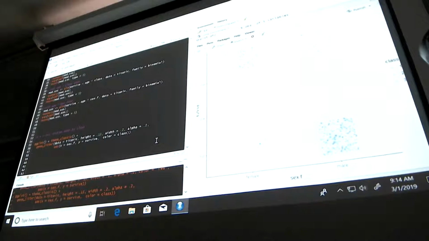Can I ask a question? Yeah, what's up? So the height and width, can you put it over with?